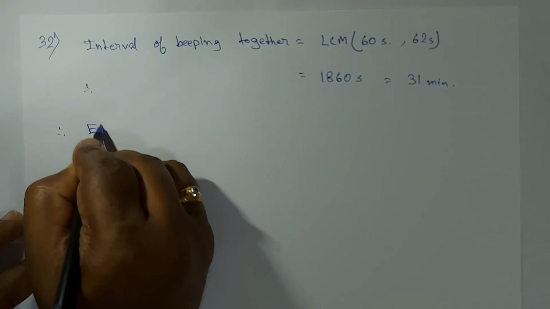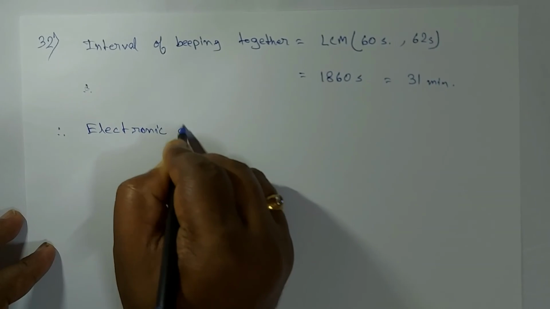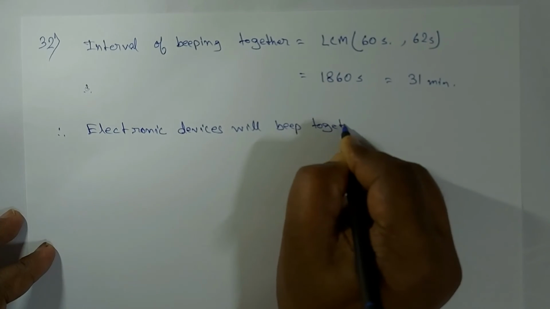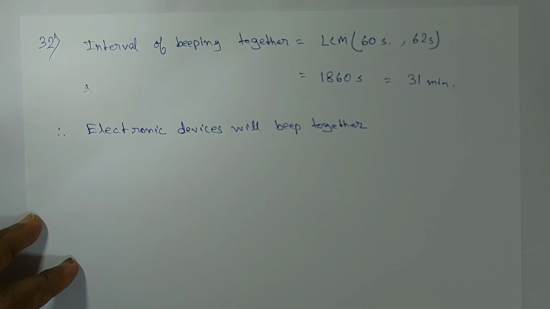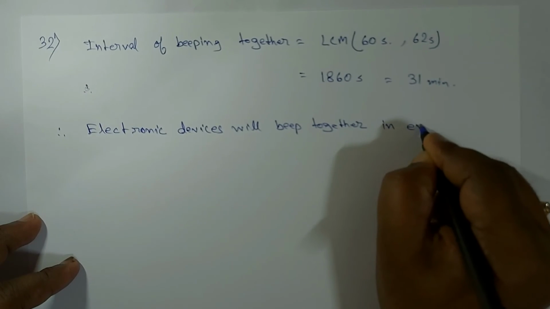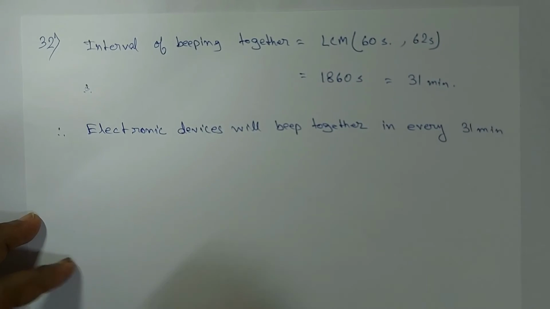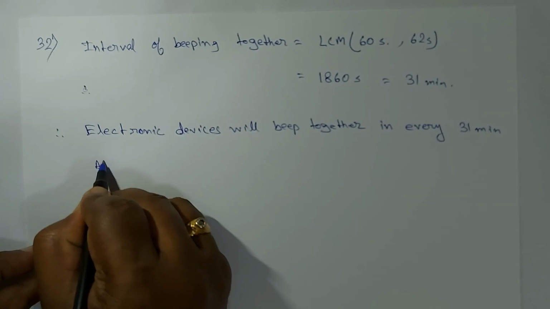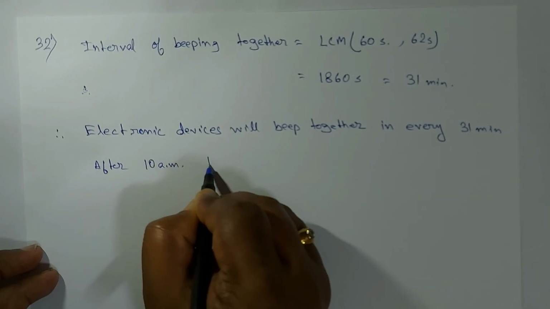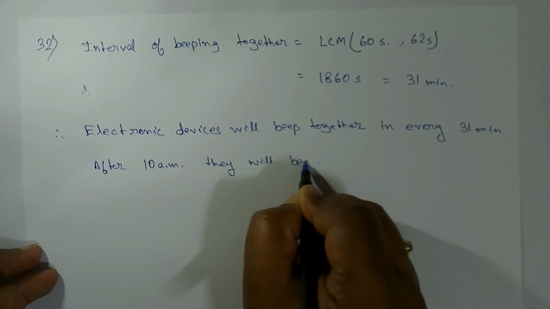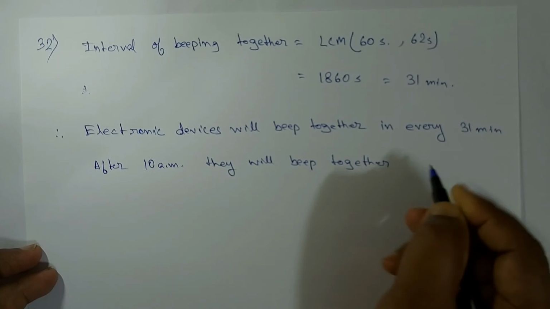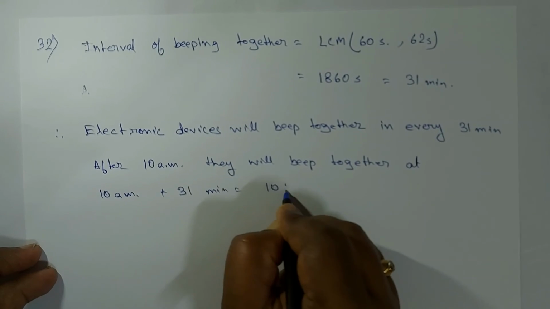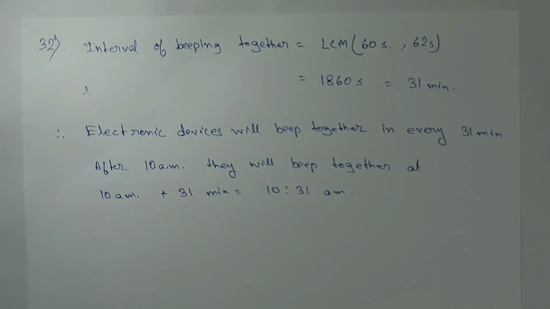So therefore the electronic devices will beep together in every 31 minutes. So after 10 a.m., they will beep together at 10 a.m. plus 31 minutes, which is equal to 10:31 a.m.